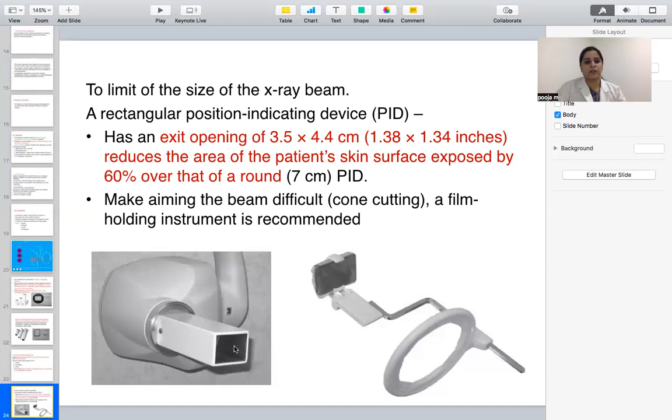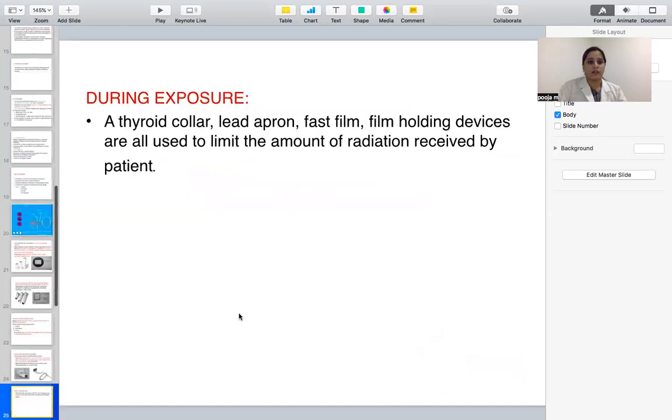So this is your position indicating device and this is your rectangular position indicating device. With the use of this rectangular position indicating device, it has an exit opening of 3.5 cross 4.4 centimeter in diameter. So with this diameter, it reduces the patient exposure to almost 60% less when compared to your round position indicating device. So that is all about patient protection before exposure.